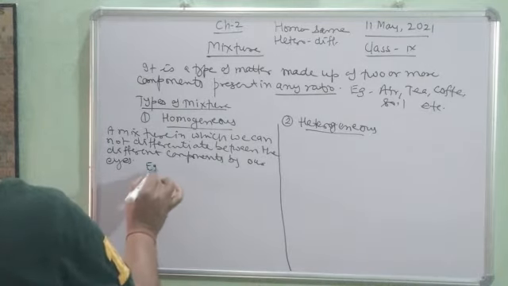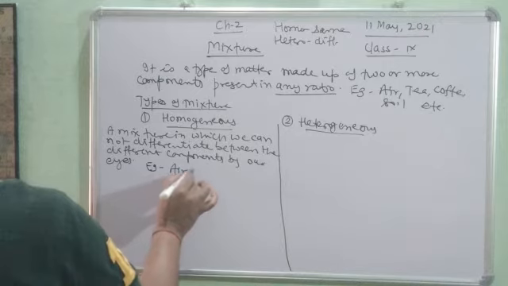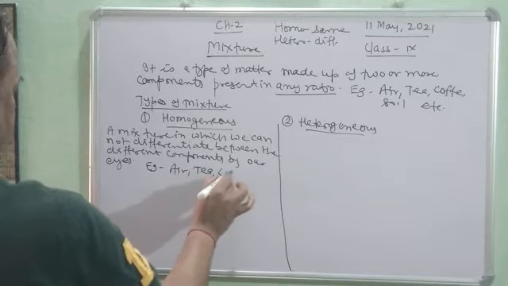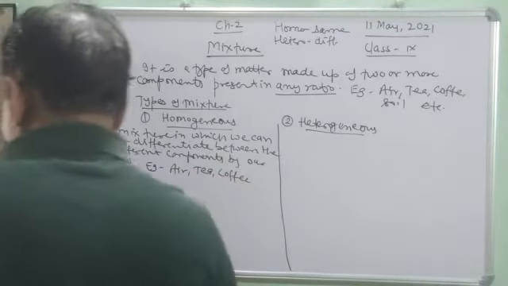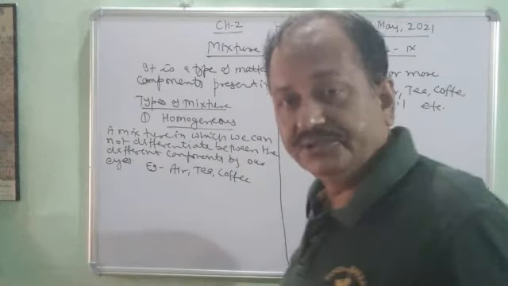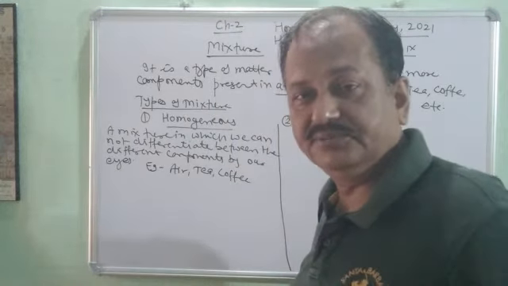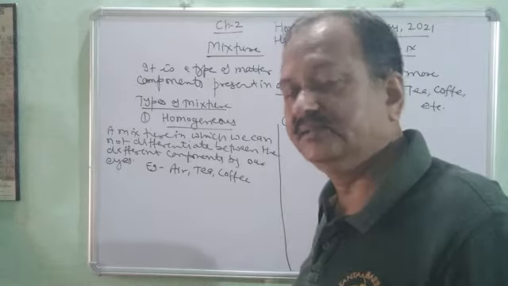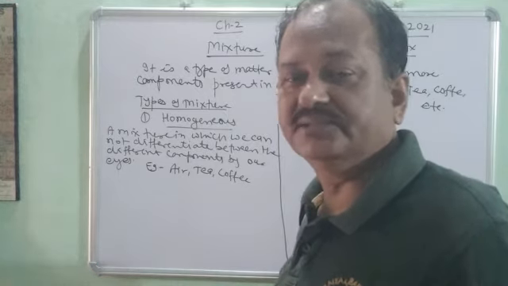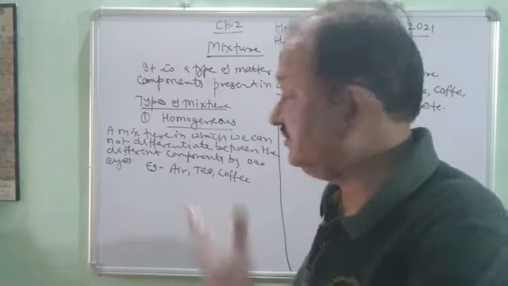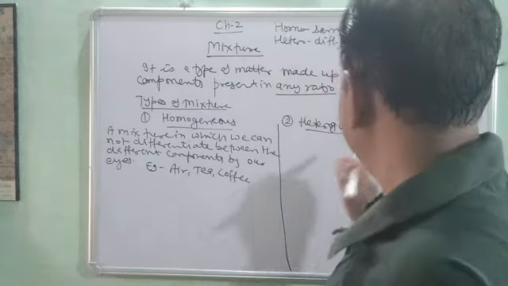And again, examples here: tea, coffee, etc. They are homogeneous mixtures. We cannot differentiate that this is a milk particle, this is sugar, this is water. So this is homogeneous. Now coming to heterogeneous.